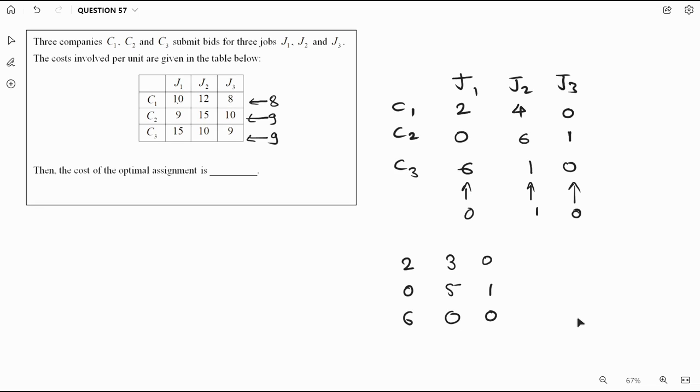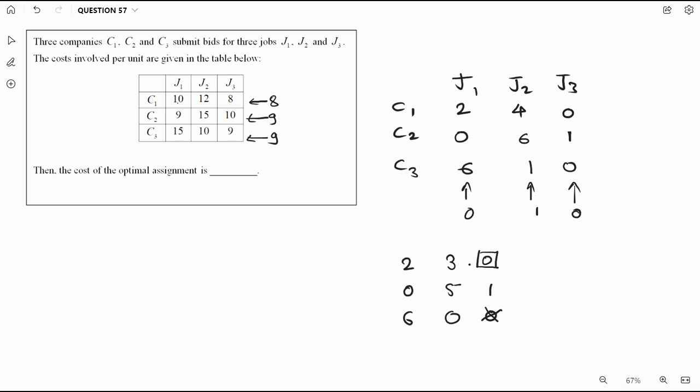Now that we have completed the first two steps, we proceed to the third step. The third step is to make assignments in this table. How will we do it? For every row from top to bottom, we first find a row which has a single zero entry. The first row has a single zero entry. So we will square that zero entry, and in the corresponding column we will cross off all the other zero entries.